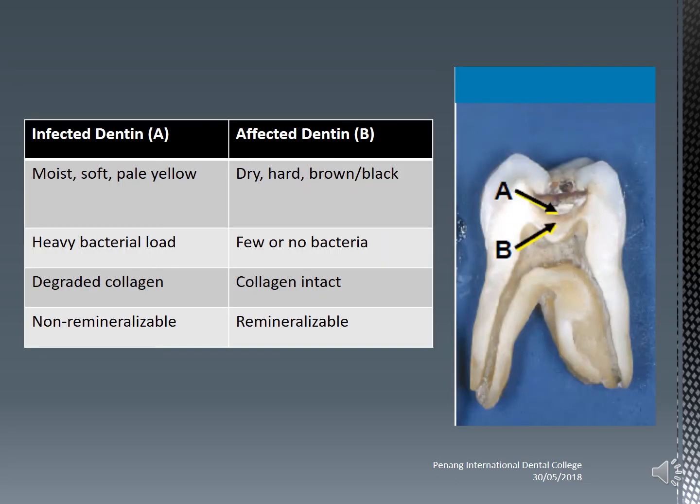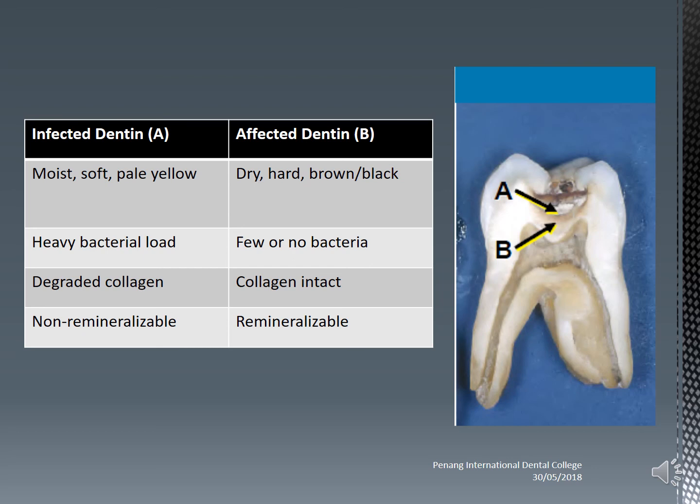So let's look at the difference between infected and affected dentine. During a restoration of deep lesions, or during deep caries management, we remove the infected dentine and we try to retain the affected dentine, which can be remineralized. So how to differentiate between infected and affected dentine? Infected dentine appears moist, soft, pale yellow, whereas affected dentine is dry, hard and appears brown or black. Infected dentine has a heavy bacterial load, whereas affected dentine does not have any bacteria or may contain few bacteria. So we want to retain this one.